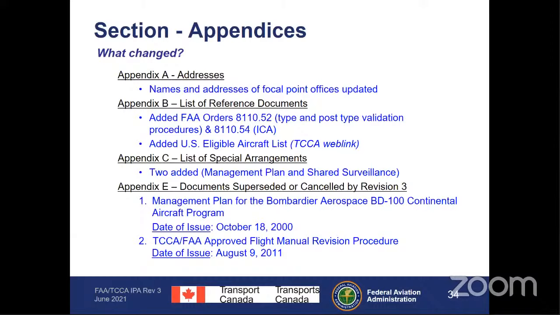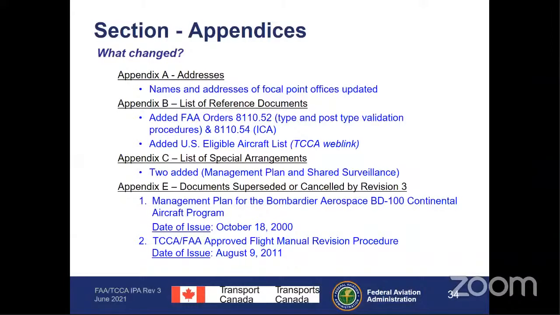Appendix C has a list of special arrangements. It adds an FAA Transport Canada management plan on the change to the type design for the Bombardier Challenger 350 Rockwell Collins ProLine Fusion avionics update, and on the Rockwell Collins STC with that program, as well as shared surveillance of FAA production approval holders and Transport Canada approved manufacturers.